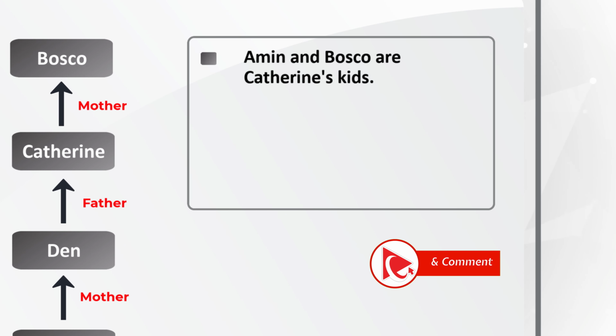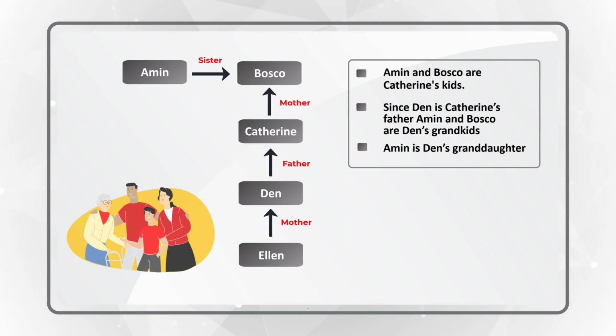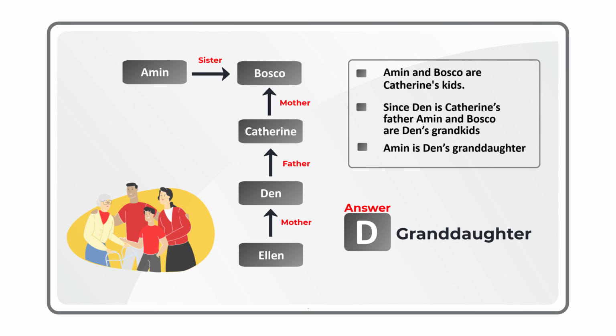Amin and Baska are Catherine's children. Since Dan is Catherine's father, Amin and Baska are Dan's grandkids, which means that Amin is Dan's granddaughter. So the correct choice here is choice D, granddaughter. Hopefully you've nailed this question and now know how to diagram and solve similar problems on the test.